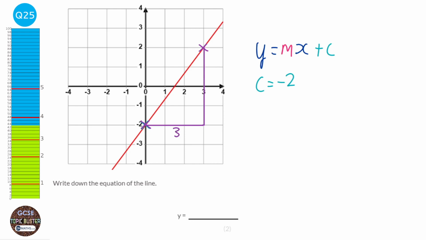Well, we went 3 right and 4 up. Now, to find the gradient, what we want to do is we find out how much y has changed, so change in y, so that's how far up it's gone, which is 4, and put that over how far right it's gone, so the change in x, which is going to be 3. So our equation is going to be y equals 4 over 3 x minus 2.